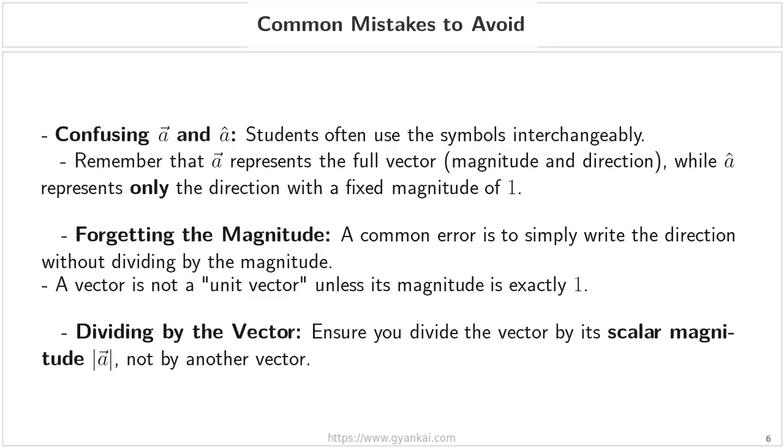Finally, a technical but crucial point. When you are performing the calculation, ensure you are dividing the vector by its scalar magnitude, which we write as the magnitude of a, the vector, inside 2 vertical bars. Do not attempt to divide the vector by another vector. You are scaling the vector down by a single number, not by another directional component.